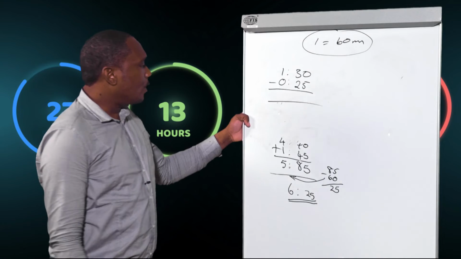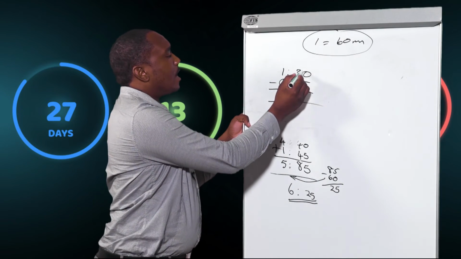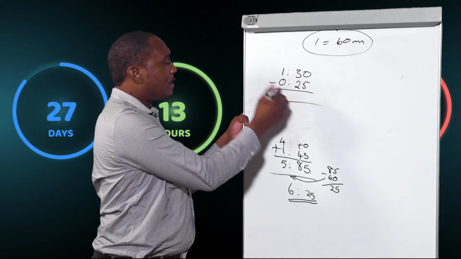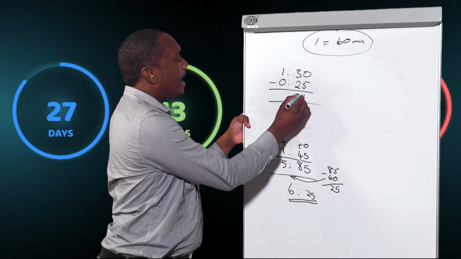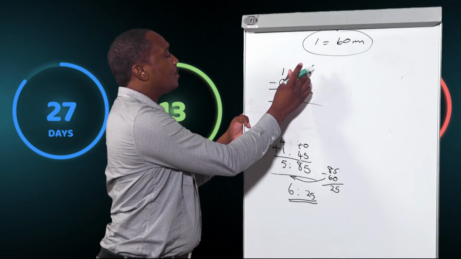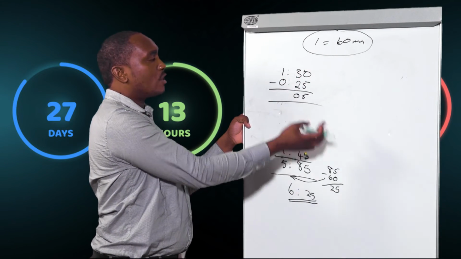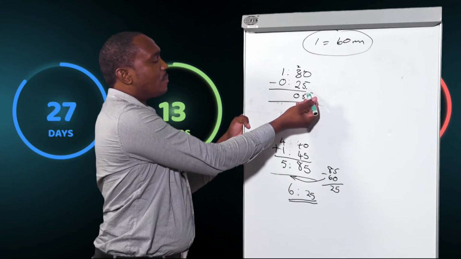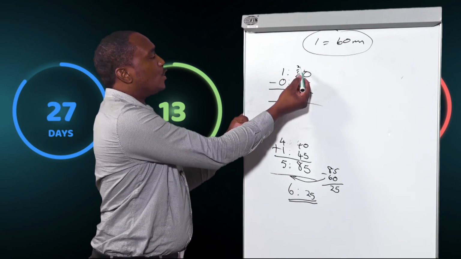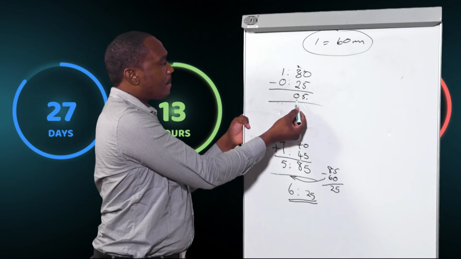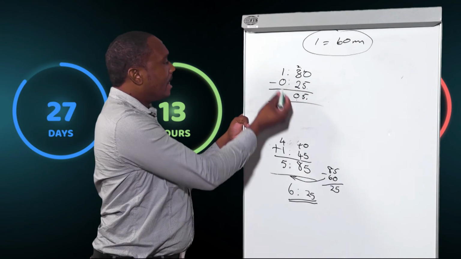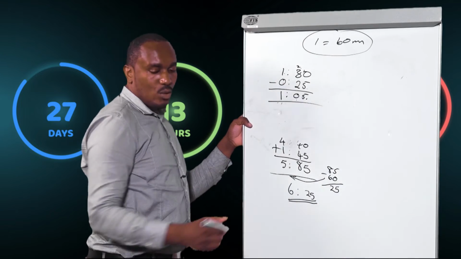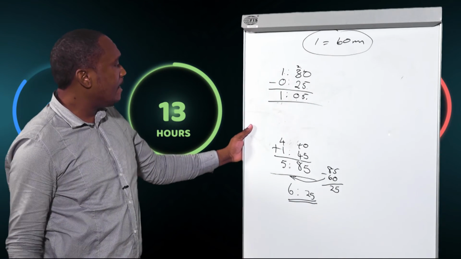And then, what do you do now? You say 30 subtract 25, it's 0, 5. Or you can say 0 subtract 5, it cannot, so you borrow 1, this one becomes 2, this one becomes 10. 10 subtract 5, it's 5. 2 subtract 2, it's 0. Okay? And then here, 1 subtract 0, it's 1. So this one is a simplified one, very easy.